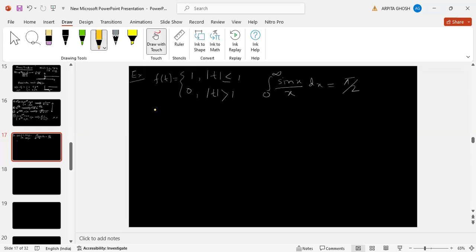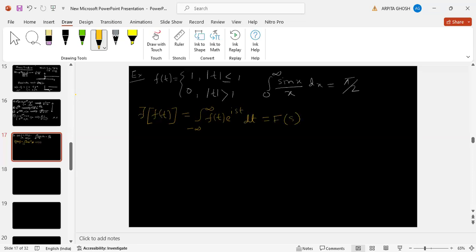Let us recall the formula. First of all, the Fourier transform of any function is given by: integral from minus infinity to plus infinity of f(t) e to the power ist dt. This is the formula for the Fourier transform of the function f(t), small f(t), and we denote it by capital F as a function of small s.